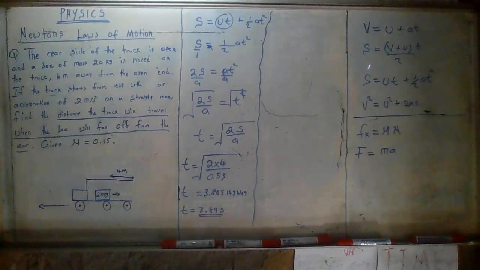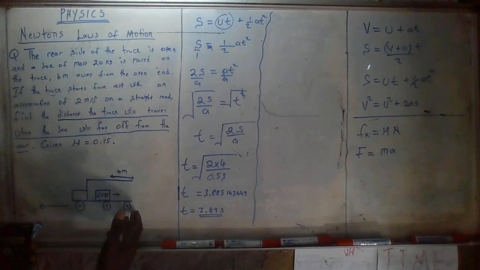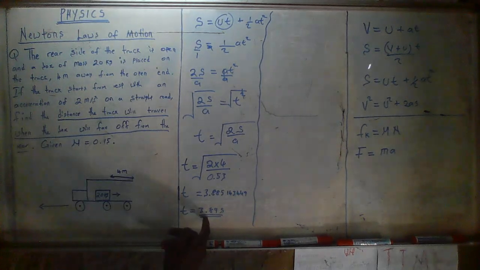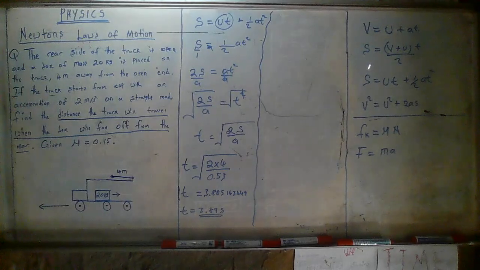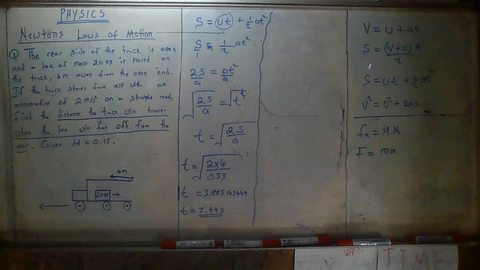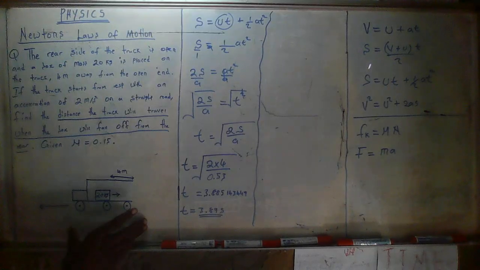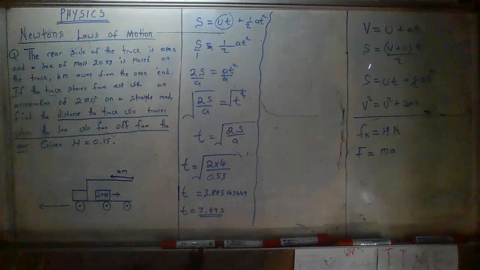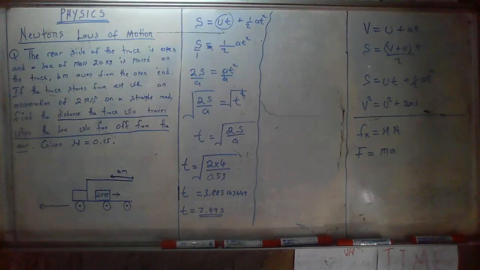So now we want to find the distance this truck will travel in 3.89 seconds. What will be that distance? First of all, because this thing started from rest, meaning that at 3.89 seconds it was at a certain velocity, we'll start with finding the final velocity at this time.